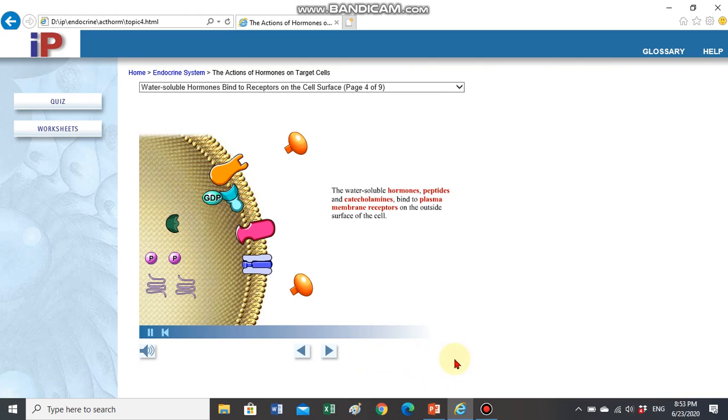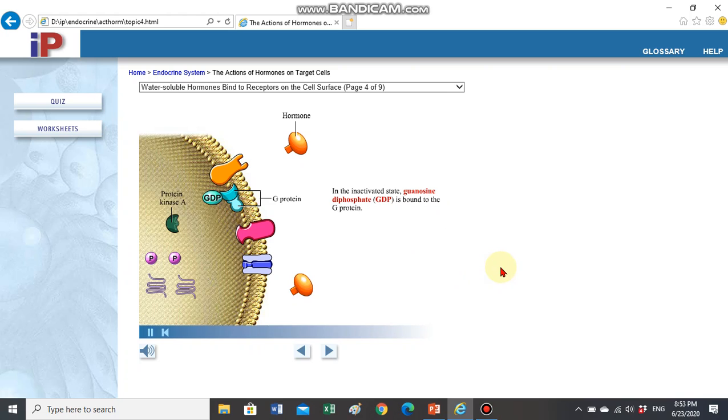The water-soluble hormones, peptides, and catecholamines bind to plasma membrane receptors on the outside surface of the cell. There are several categories of plasma membrane receptors, including receptors that activate G proteins and receptors with protein kinase activity. We will examine the most common G protein mechanisms and the protein kinases called tyrosine kinases that phosphorylate tyrosine. We will look at each kind of receptor, beginning with the receptors that activate G proteins.